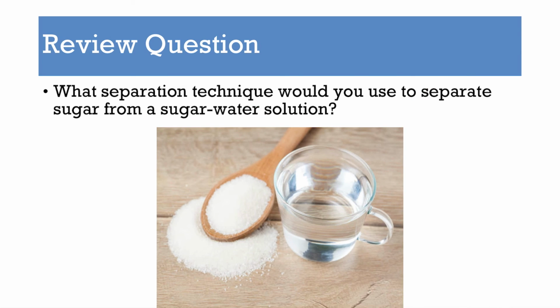If we had sugar dissolved in water, what would you do? How would you get that sugar out of that water? And hopefully you'd say evaporate the water, leaving behind the sugar. Now, if you were to boil this off, you'd actually cook your sugar and get a very, very sticky, caramely mess in your beaker. But that is what you would do.